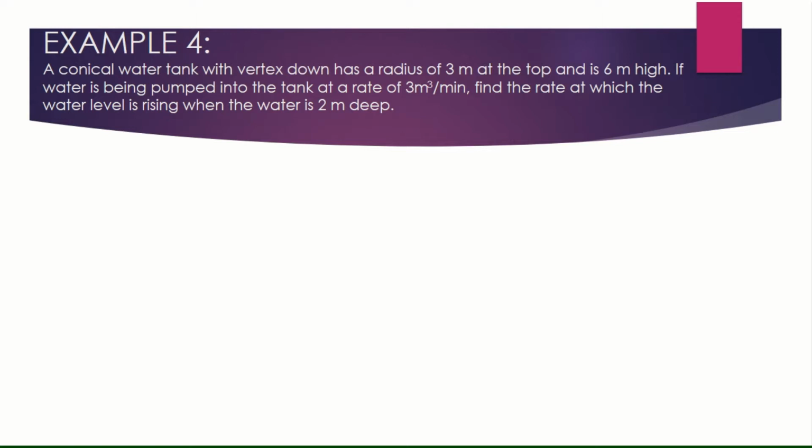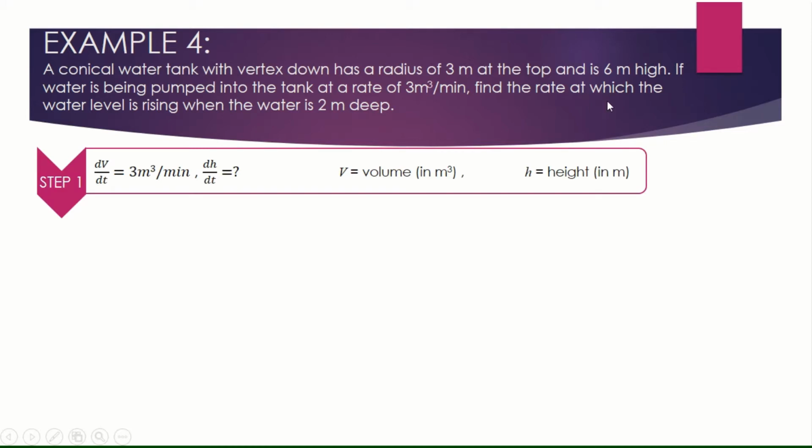We will use the procedure given in the related rates part 1 to solve this question. Given in the question is the rate of water being pumped, 3 cubic meters per minute. This represents the volume, so we have dV over dt equal to 3. We want to find the rate of the water level rising, so we need to find dH over dt.